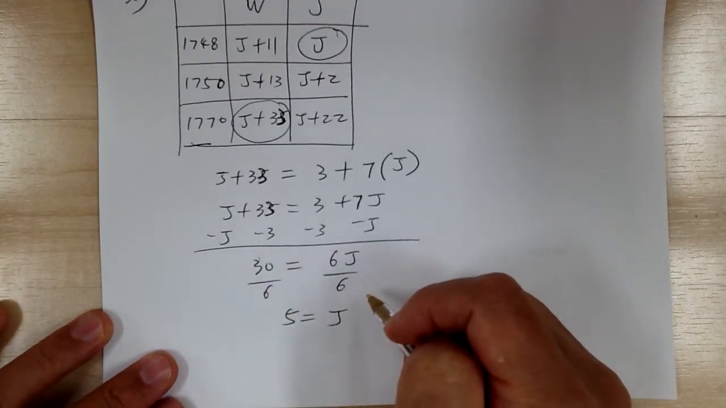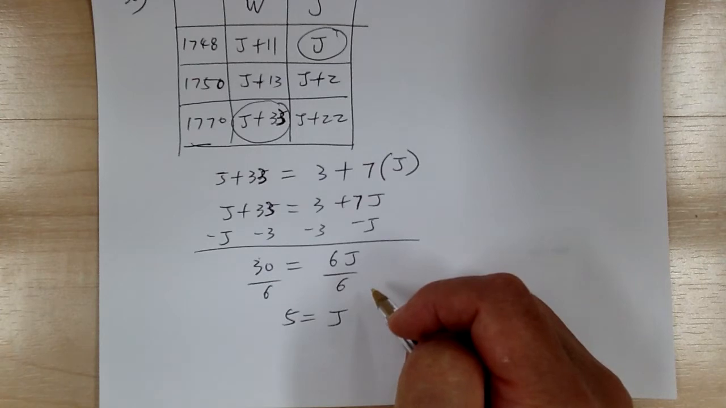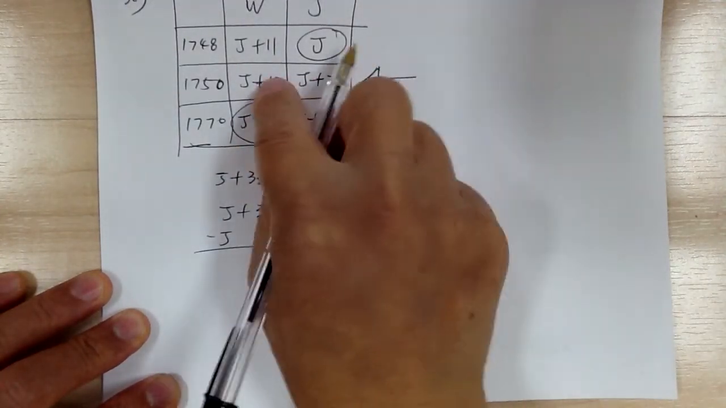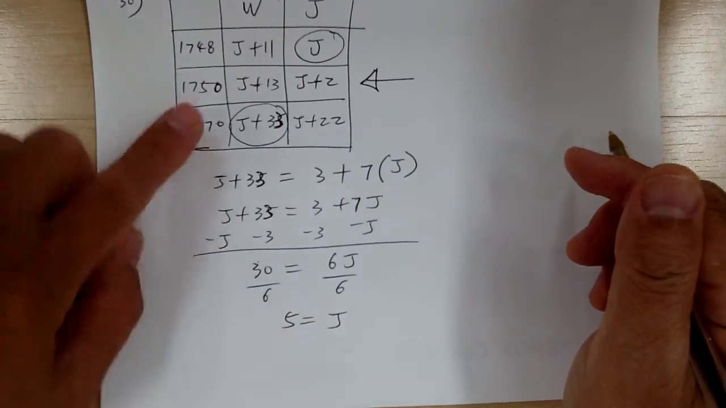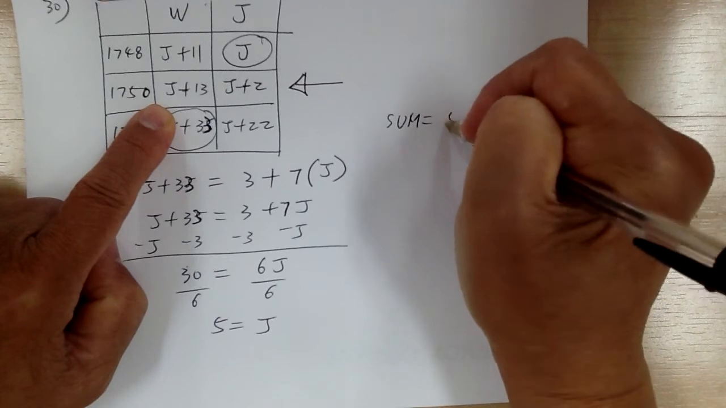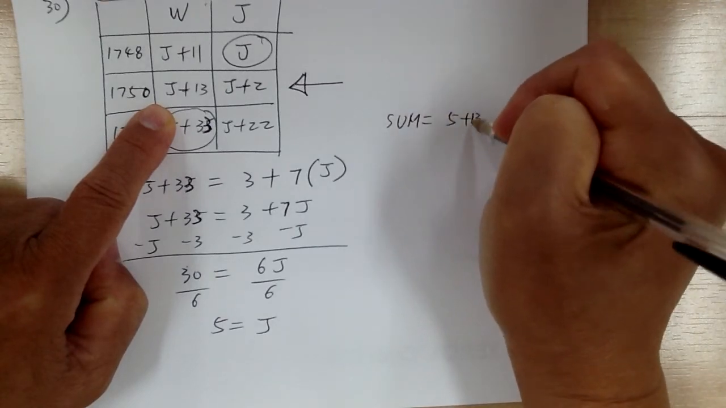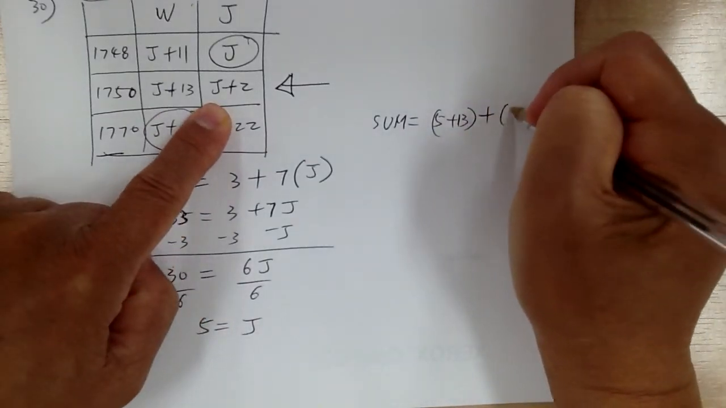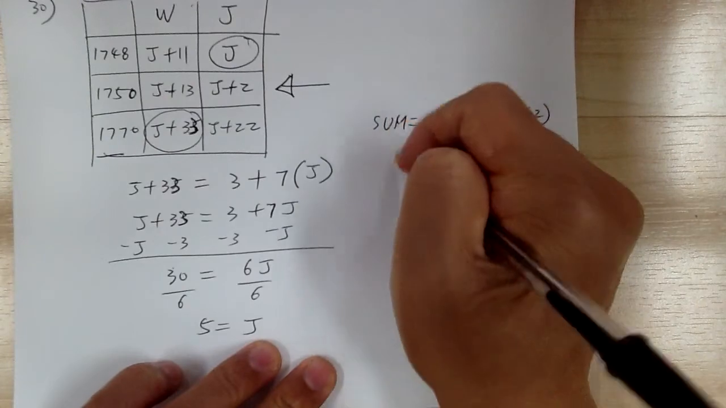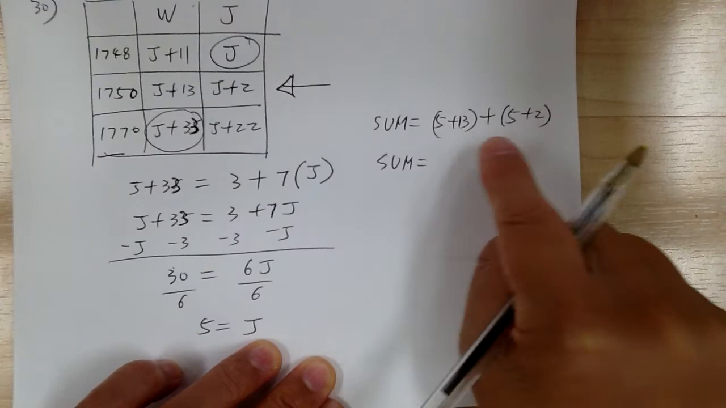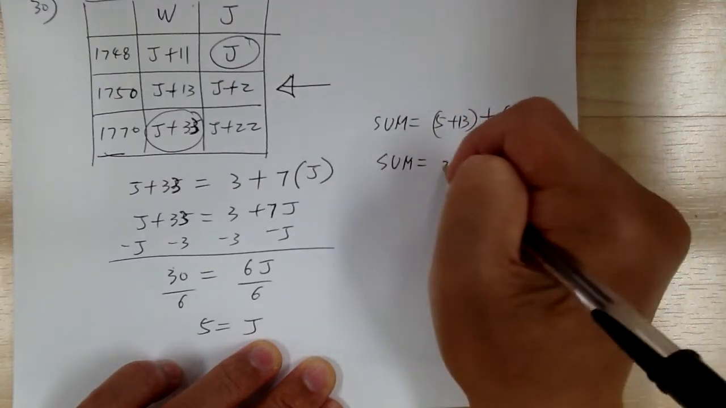Now you have to go back and answer the question. They're looking for the sum of the two men's ages over here. So you're looking for the sum of their ages over here. J is 5, so the sum will equal 5 plus 13, that's Washington's age, and then Jefferson's age would be 5 plus 2. Okay, the sum of the ages in 1750, you just add all this together, so it will give you 25.